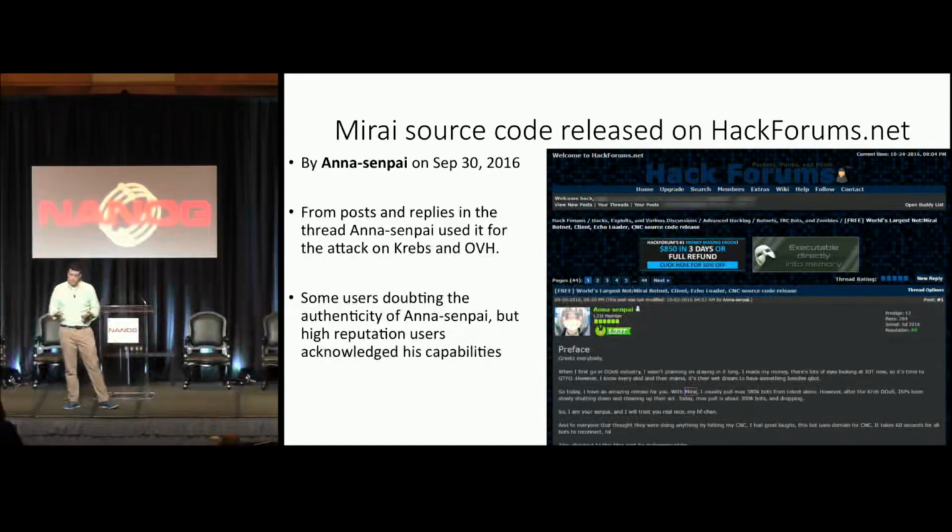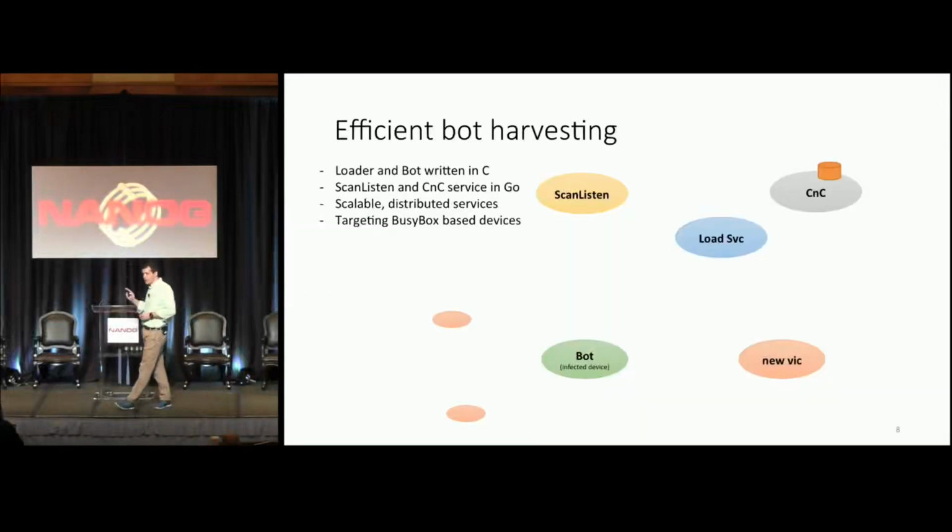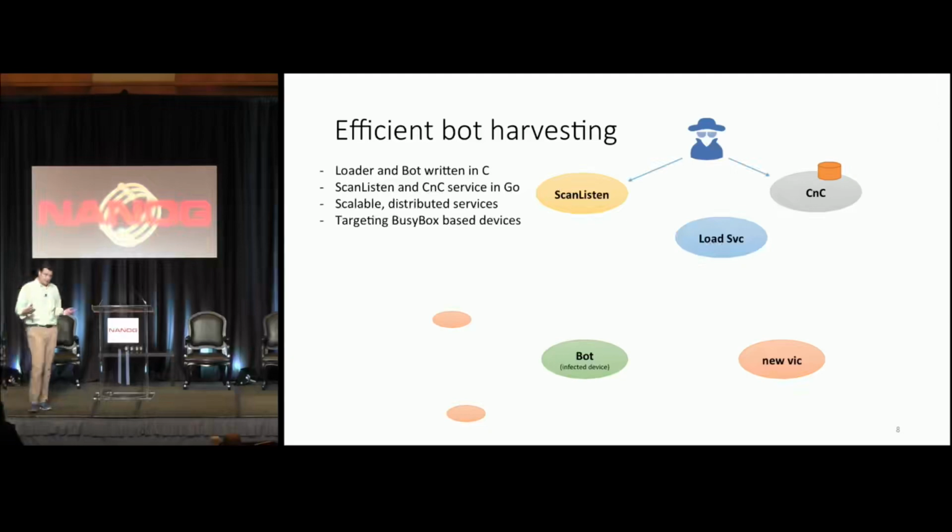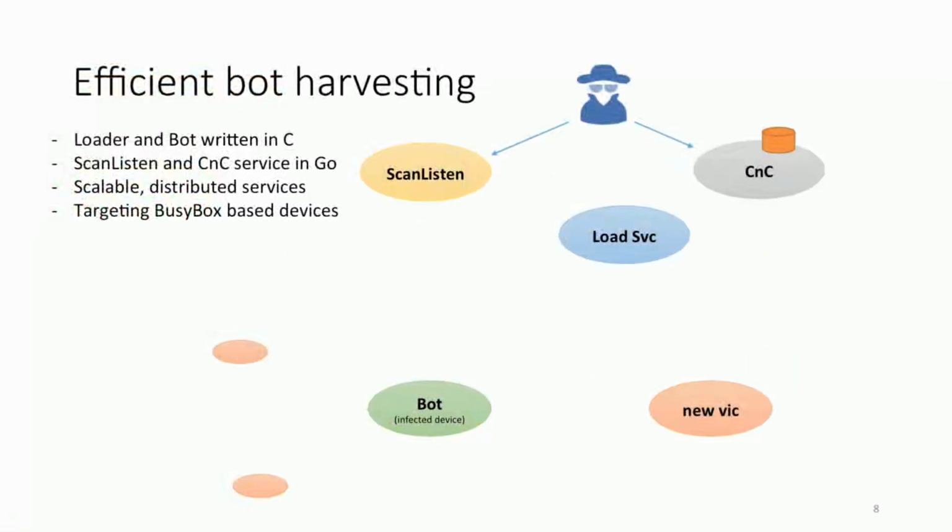Some users were doubting the authenticity of this person, but the person on hack forums has a pretty good reputation and a strong history. This is a pretty cool animation designed by my colleague Pascal Guinens, my counterpart in the EMEA region, and it's a good display of how this all happens. A threat actor, NanoSenpai, or perhaps somebody that looks like Walter White's Heisenberg character, if you're familiar with that, sets up a scan listen server and a command and control server. That's how this all really starts. There can be many different physical servers, or this can be distributed across them, but these are the two main components. On the CNC server, you can launch the actual first bot. He has a little bit of a different behavior than the infected bots, but he is going to start the chain reaction.